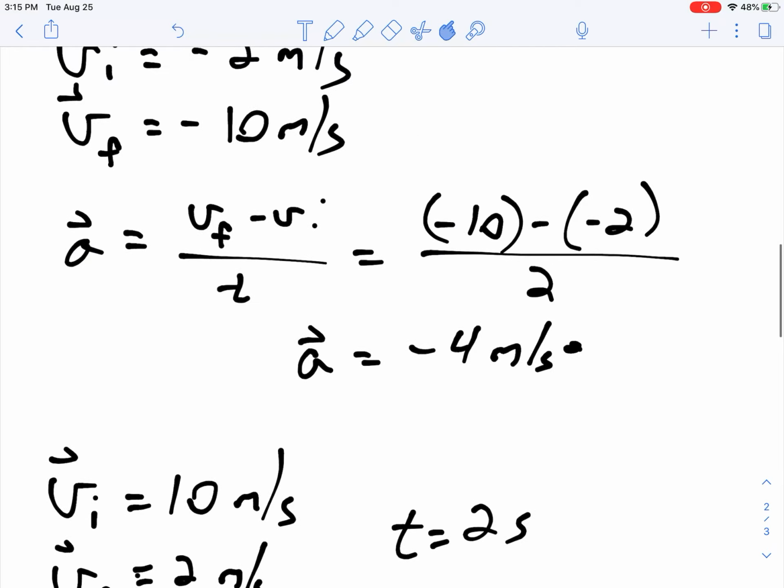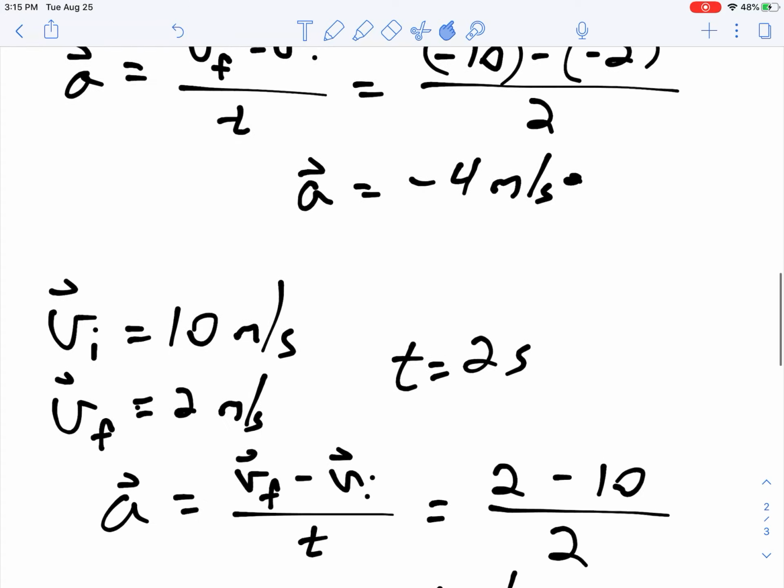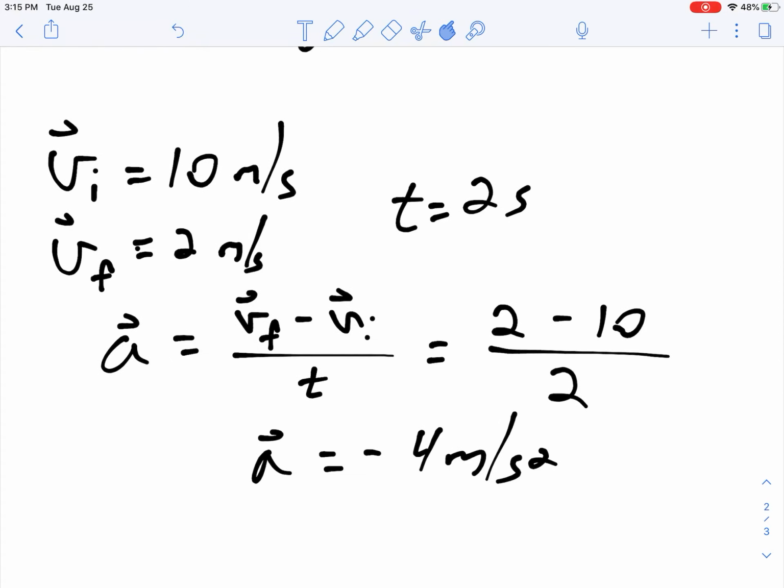The previous example was a negative acceleration with me speeding up. So what does all this show us? Well, this shows us that the acceleration vector is in the direction that the velocity changes. I'll say that another way. The direction of the acceleration vector is the direction that the velocity changes.